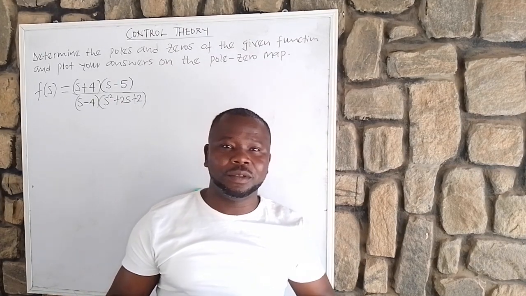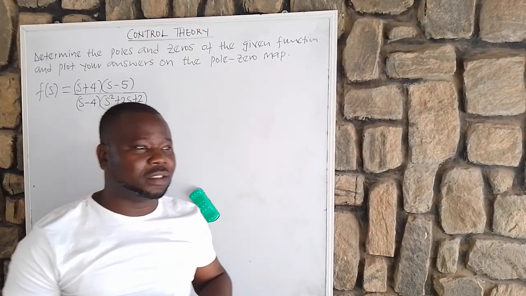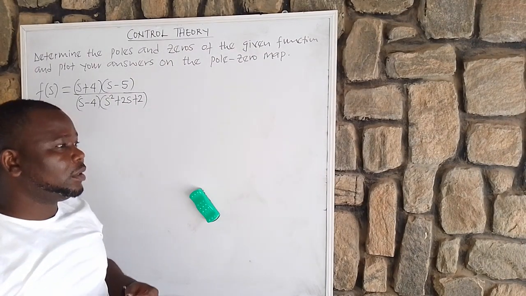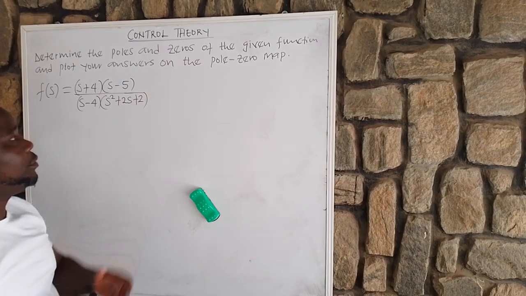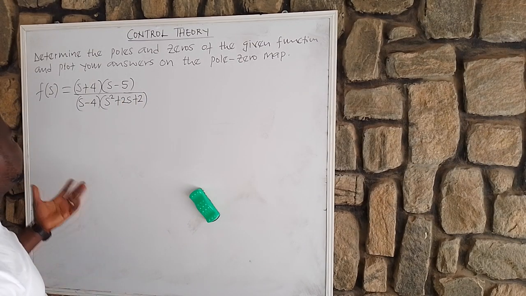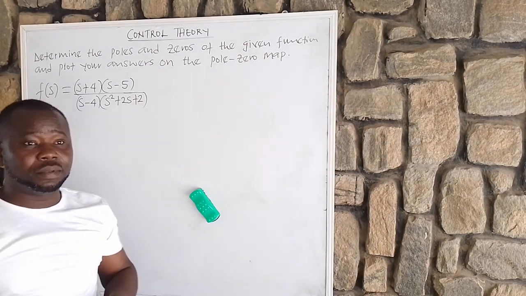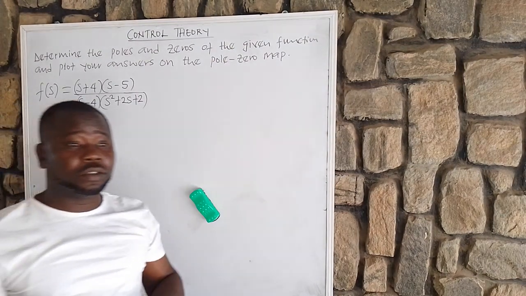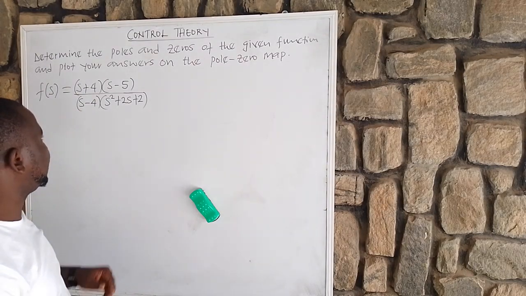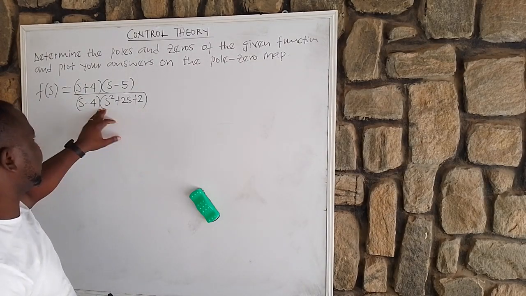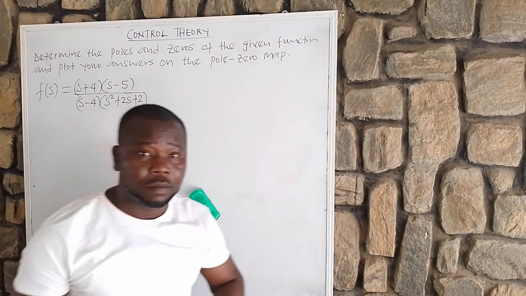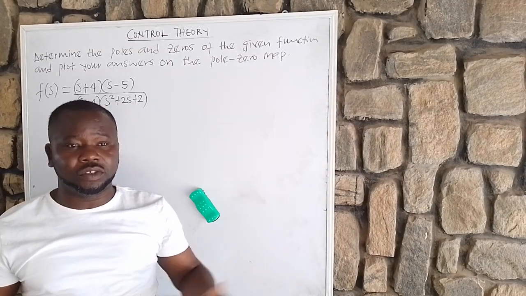In this video, we'll be talking about a simple problem on control theory. We are going to plot a pole zero map. I'm going to show you how to plot a pole zero map using this example. As simple as ABC.